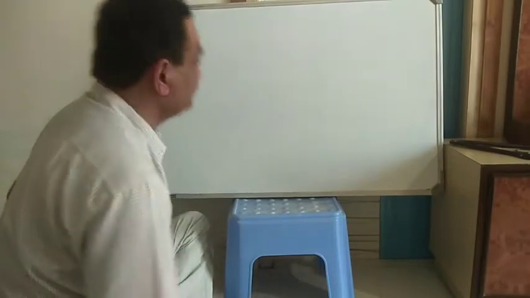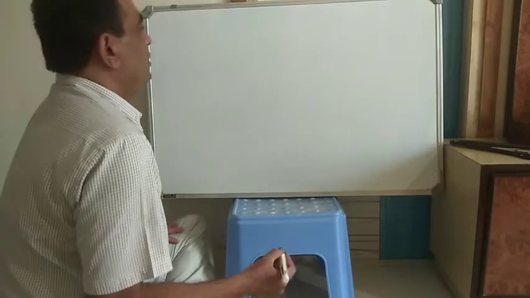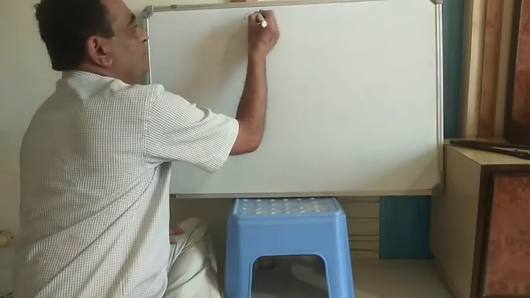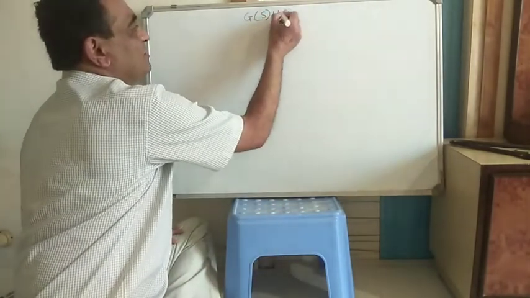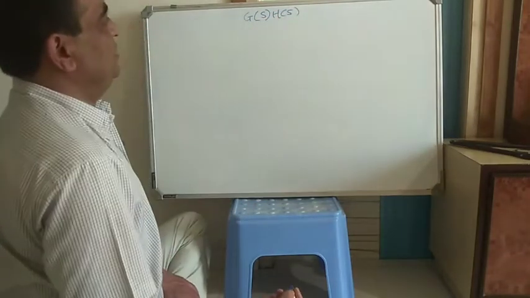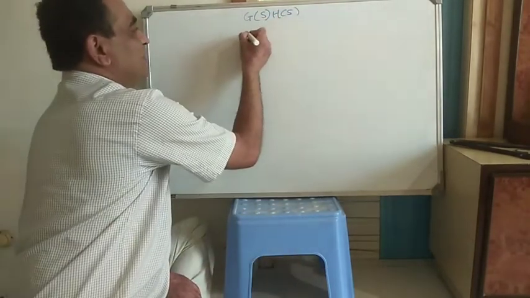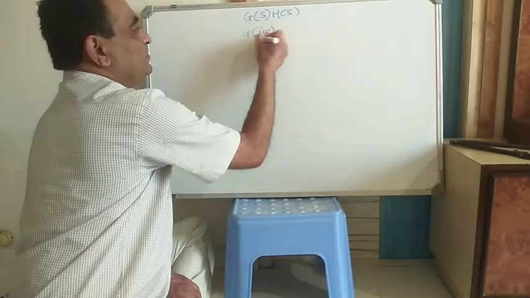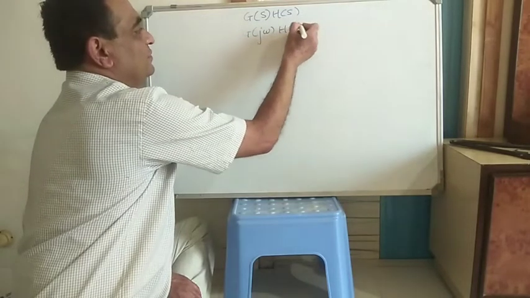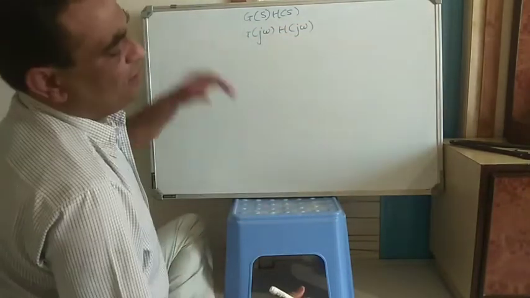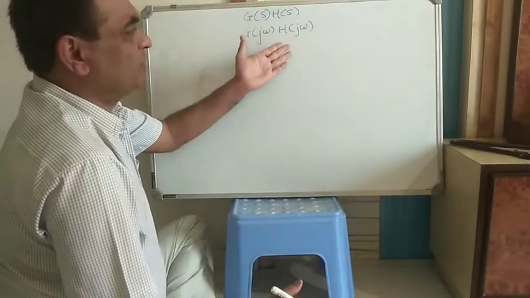All right. So we have G(s)H(s). This is given to us, and we replace s by j omega. So G(j omega)H(j omega). This is converted into a time constant form also.